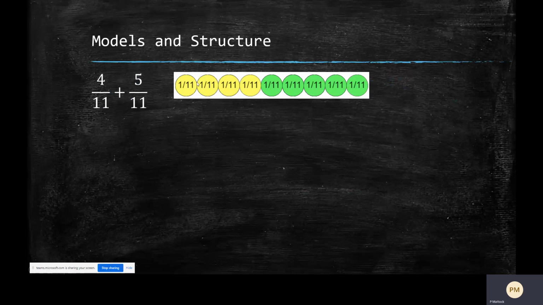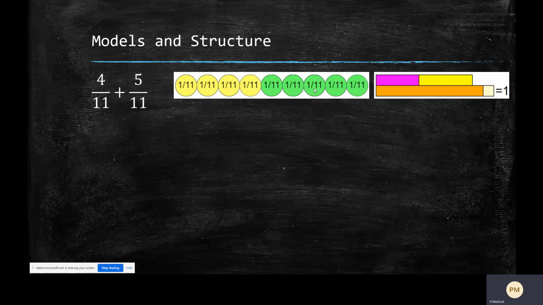My things are 11ths. I have 4/11ths. I have 5/11ths. The name of this, literally the denominator, the name, denom, is 11th here. So I have 4 of these things. I had 5 of these things. I add them together. I'm going to have 9 of those things.